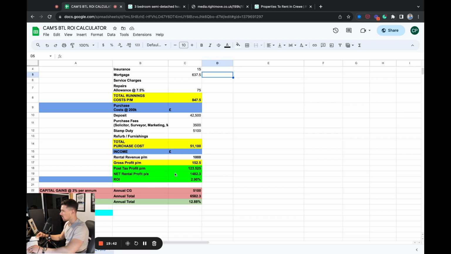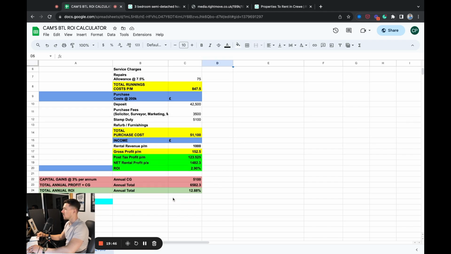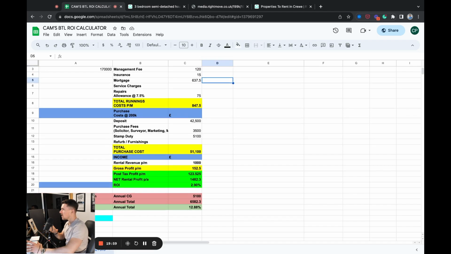So at this point, we're at a 2.9% return on cash flow, and that brings the total ROI slightly up to 12.88% and a 6.5 grand annual increase on our asset when we factor in the cash flow in addition to the asset price.